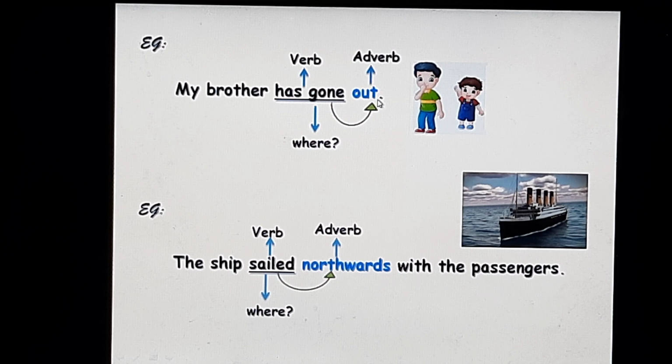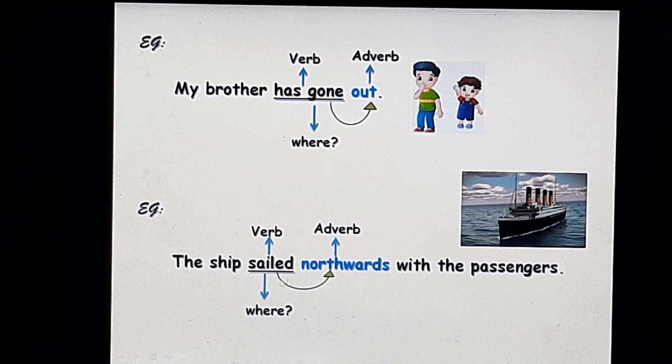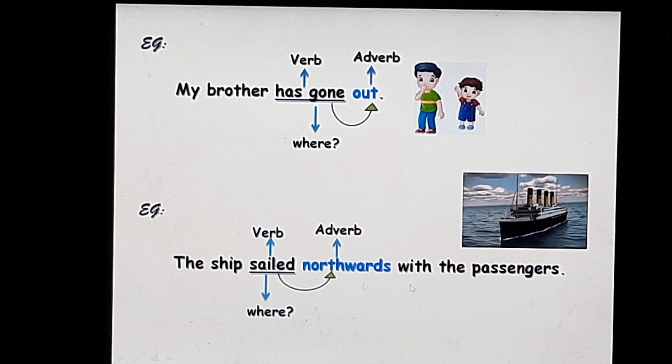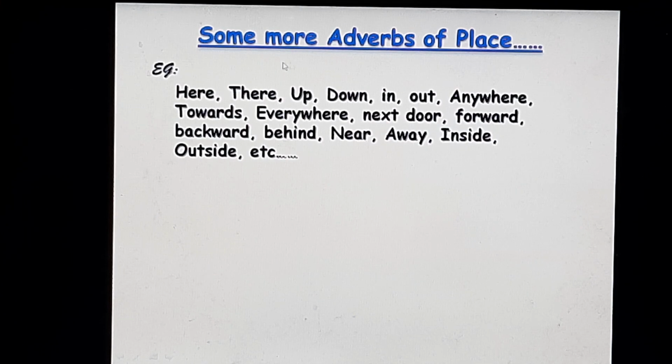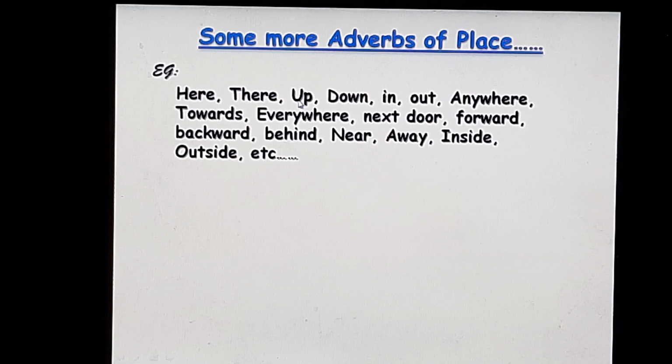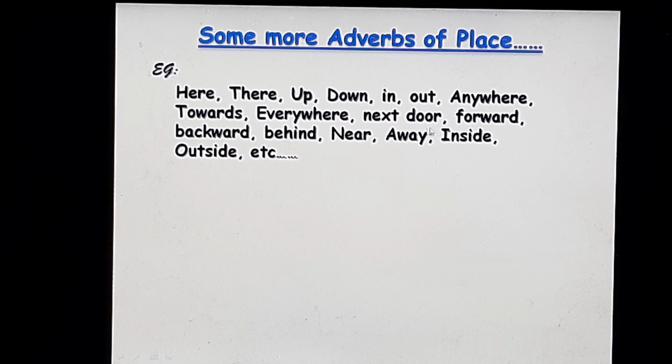My brother has gone out. Has gone is the verb. Has gone where? Out. Out is adverb of place modifying the verb has gone. The ship sailed northwards with the passengers. Sailed where? Northwards. That's adverb of place modifying the verb sailed. Now, some more adverbs of place are here, there, up, down, in, out, anywhere, towards, everywhere, next door, forward, backward, behind, near, away, inside, outside, etc. They all answer the question where.